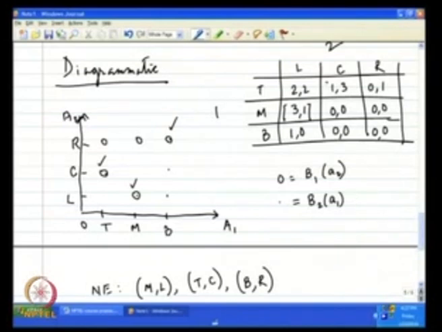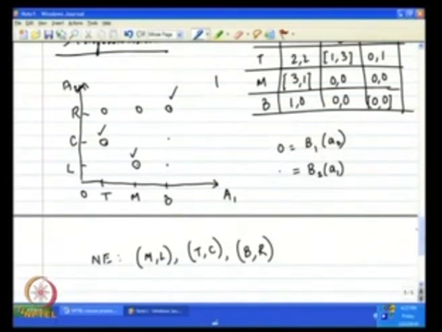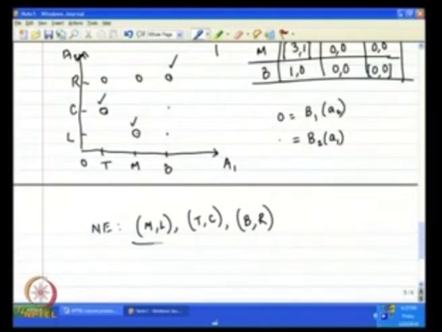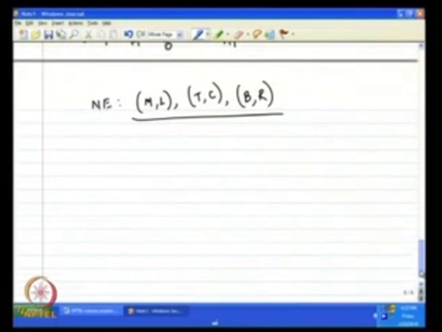Then we have TC. From this, if player 1 deviates, he gets 0, which is less than 1. If player 2 deviates, he gets either 2 or 1, which is less than 3. And BR, similar to the logic provided before, if player 1 deviates, he gets 0, which is not better than what player 1 is getting here. And similarly for player 2, if player 2 deviates, he gets 0, which is not more than what he is getting in the Nash equilibrium. So, these three are the Nash equilibria.